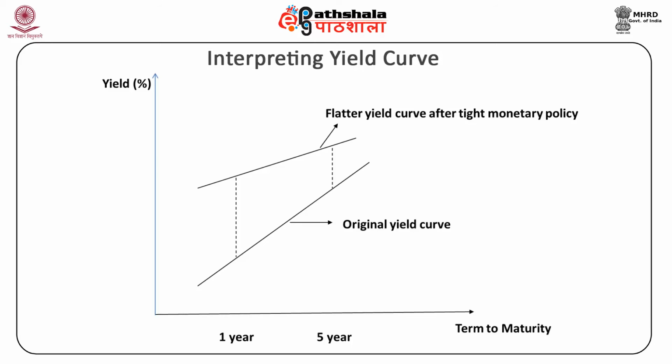When monetary policy is tightened, short-term rates rise more than the long-term rates, resulting in a flatter yield curve. This may even give rise to a negatively sloped yield curve. Similarly, when monetary policy is accommodative, short-term rates fall more than long-term rates, resulting in a steeper yield curve.